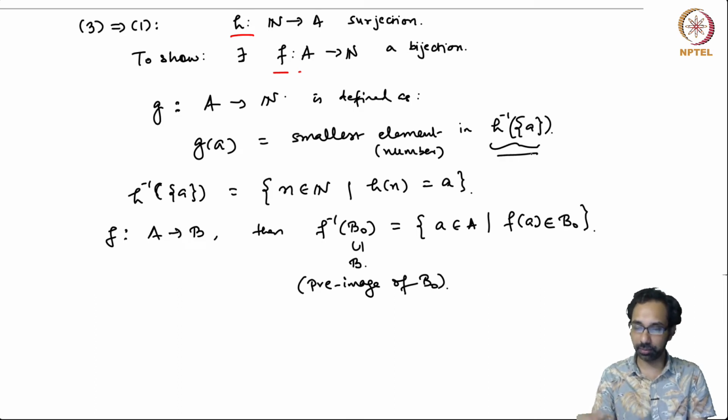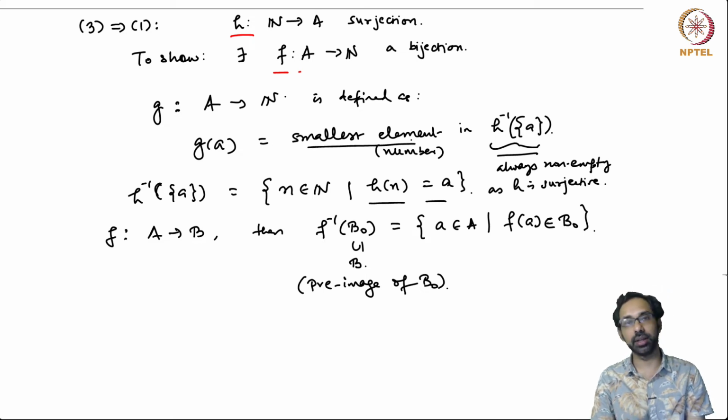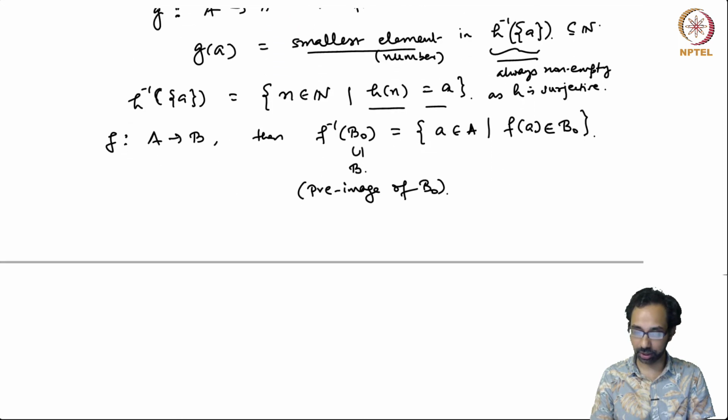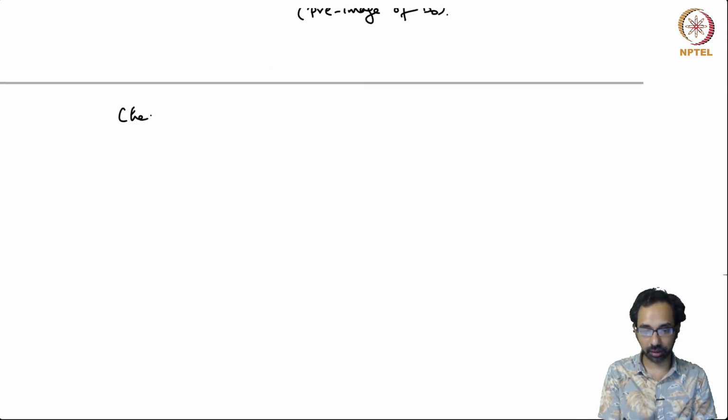So here we are taking the pre-image set of the singleton set A, and this is nothing but the set of all elements for which H of N equals A. And note that since H is surjective, this is always non-empty. So you will always find the smallest number in this set. This is a subset of natural numbers, and there will always be a smallest number. So in this way, the way we defined G, we can check that G is an injective function.